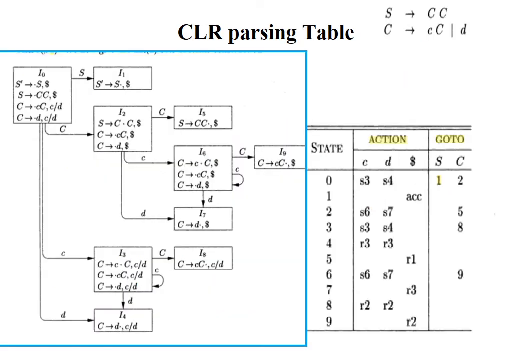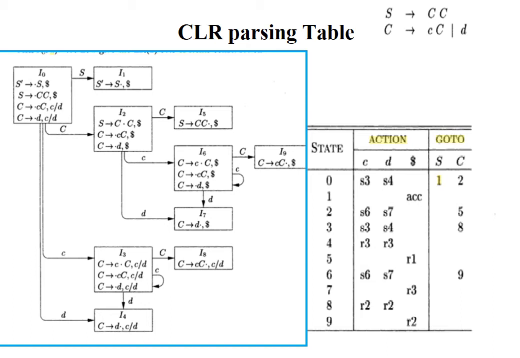So this slide shows how we can construct the CLR parsing table for the grammar S gives capital C, capital C, C gives small c capital C, C gives small d. We have constructed the closure, that is the set of LR1 items. So now we have to go for the construction of the parsing table. The states are 0 to 9 because the closure ranges from I0 to I9. Then construct the action part and go to part. Under the action part, all the terminals with the dollar symbol. Under the go to part, the non-terminals capital S and capital C.